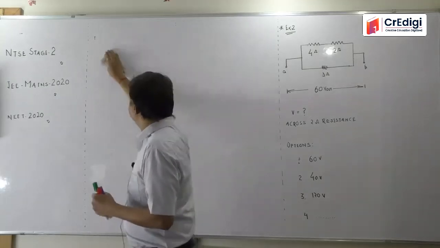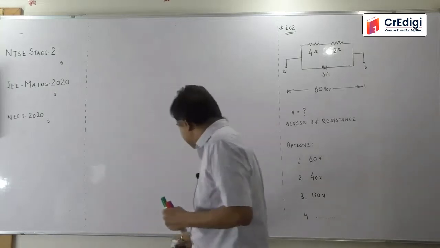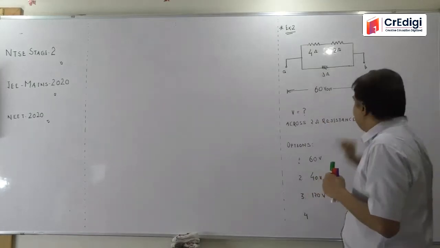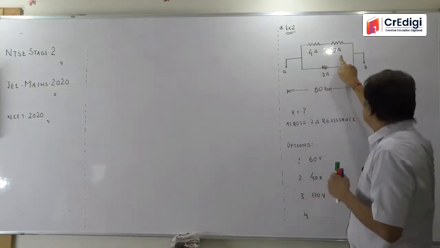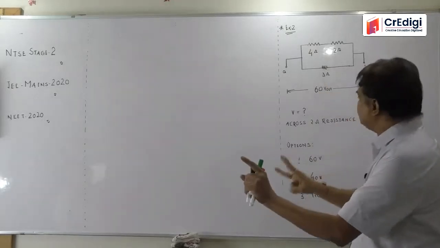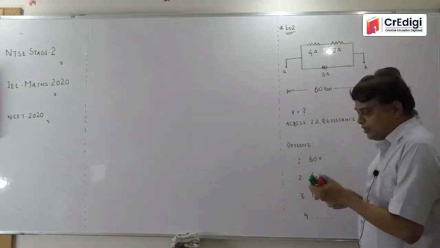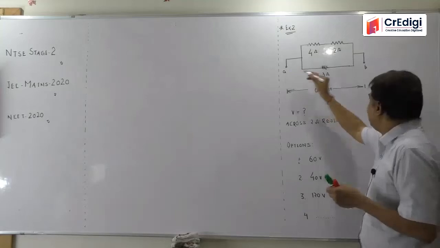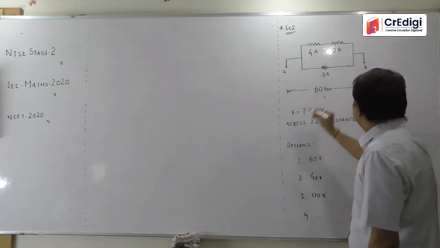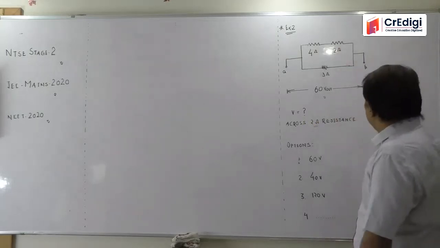Viewing it, what is happening in this case? Same resistances are there. You can say that this is the terminal of A, this is the terminal of B. This is 4 ohm resistance, this is 2 ohm resistance, and this is 3 ohm. So instead of 2 resistances, there are 3, and across A and B a 60 volt potential difference is applied. The question is very simple: find the potential difference across the 2 ohm resistance. So where is the 2 ohm?